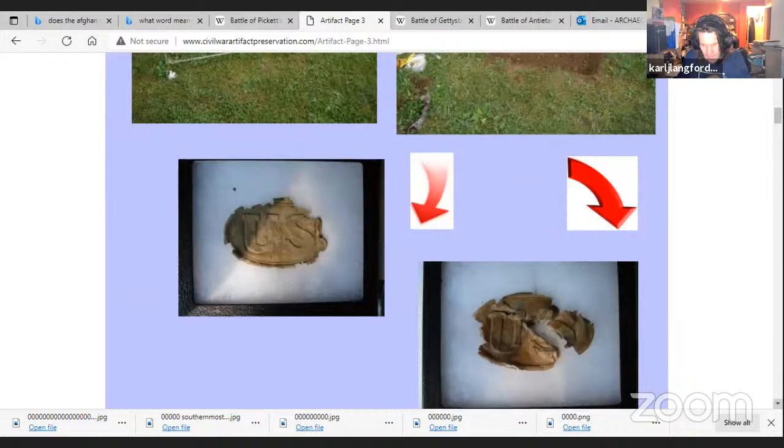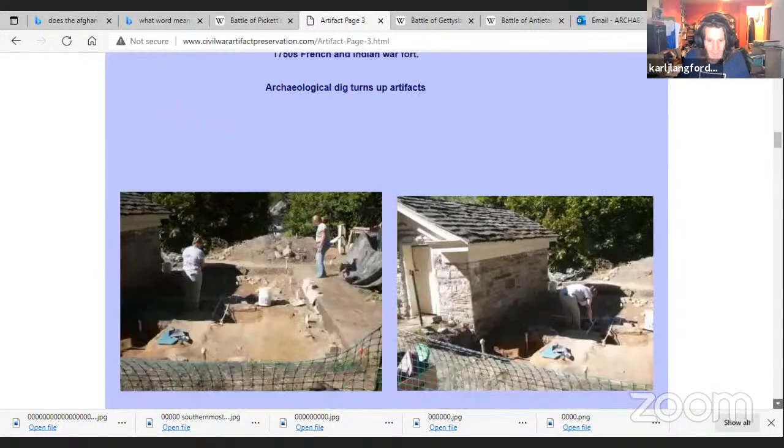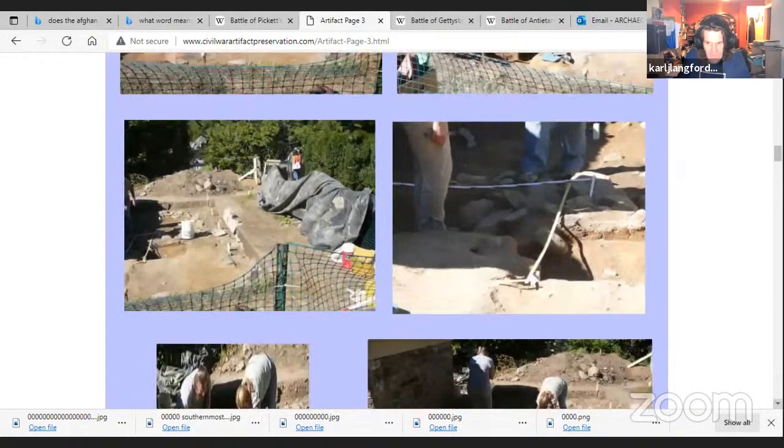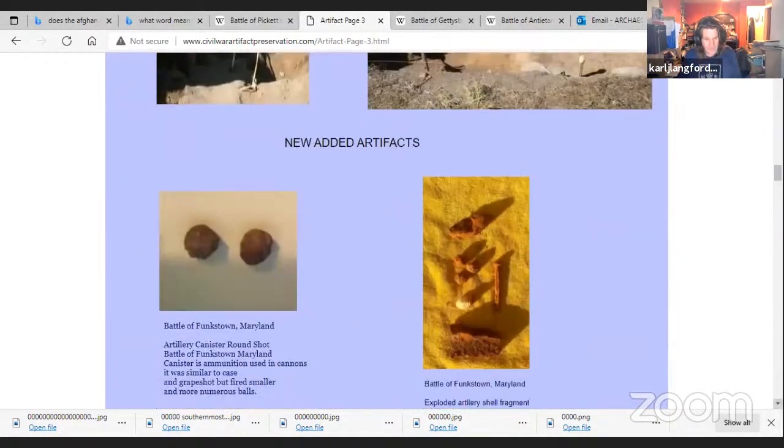Belt plate, two of them there, from basically gardens that they're excavating associated with the hospital. More of these types of excavations going all the way through. More artifacts from other sites. This is the Battle of Funkstown, Maryland, which is just south of Washington, D.C.